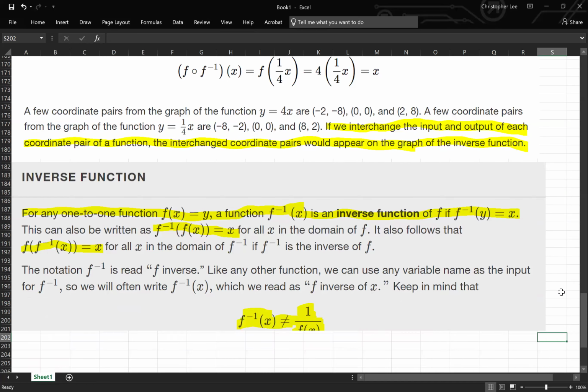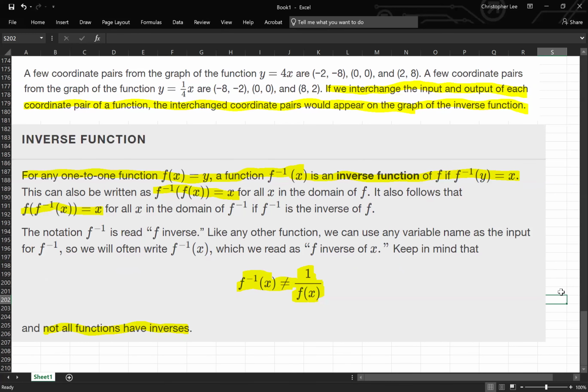All right. So the notation f inverse is read as f inverse. Like any other function, we can use any variable name as the input for f inverse. So we will often write f inverse of x. Keep in mind that f inverse of x does not equal 1 over f of x. This is what I'm saying before. It's not a power, it's a name. And also, not all functions have inverses, just so we're clear.